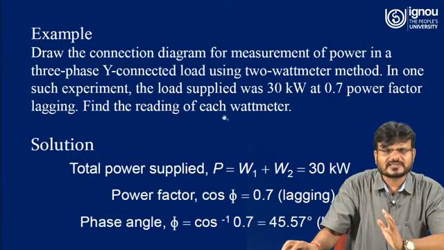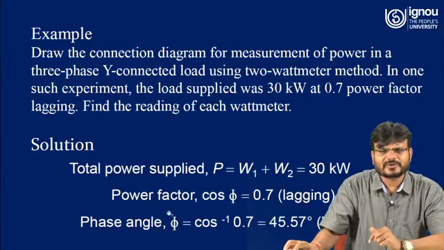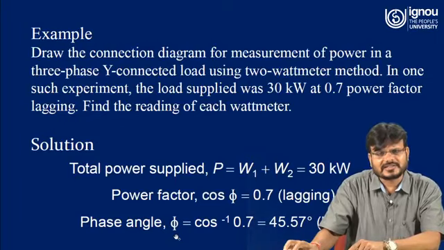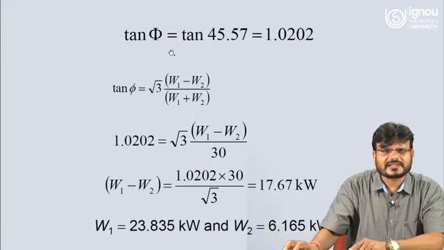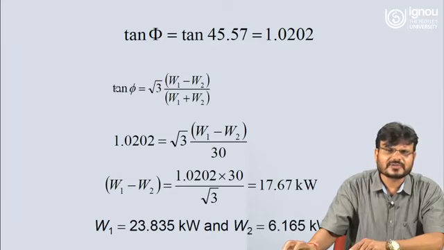Now the power factor is given, that is cos phi is 0.7. So you can easily find the value of the phase angle. So phi is equal to cos inverse 0.7, which comes to 45.57. With the help of the phase angle, you can find the other reading. You can write tan phi is equal to tan 45.57, which comes to 1.0202.